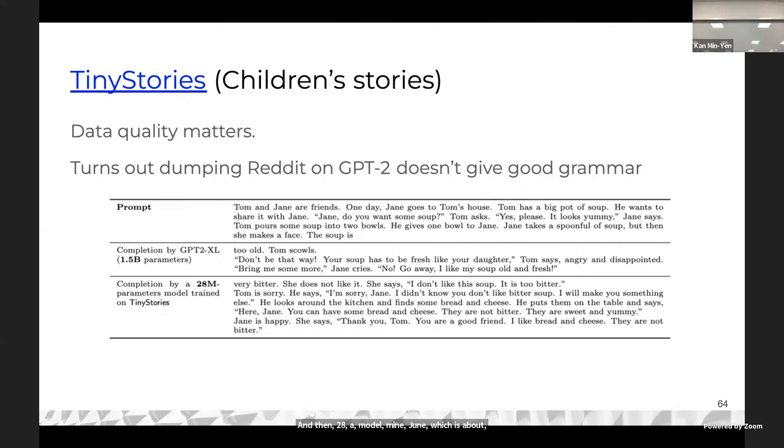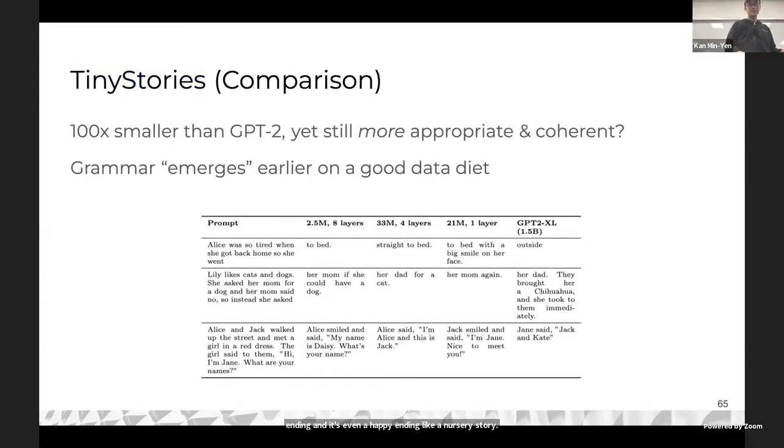The soup is very bitter. She does not like it. She said, I don't like this soup, it's too bitter. Tom is sorry. It has a nice ending, even a happy ending, like a nursery story. How is it actually doing that? And we can have more examples.